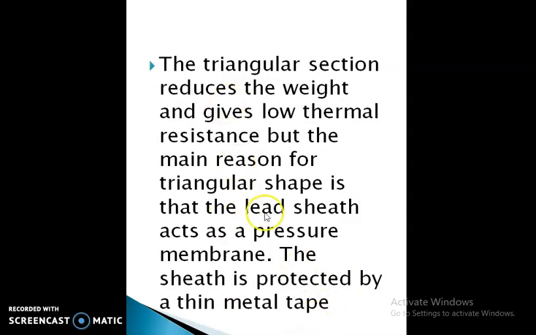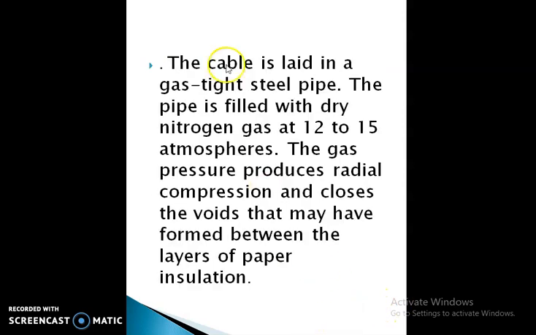The triangular section reduces the weight and gives low thermal resistance, but the main reason for triangular shape is that the lead sheath acts as a pressure membrane. The lead sheath is protected by a thin metal tape. The cable is laid in a gas-tight steel pipe.